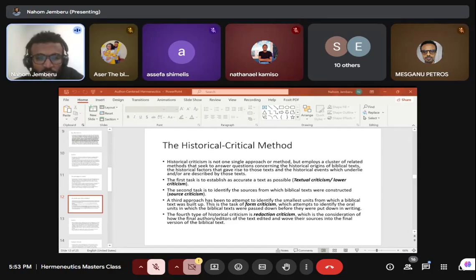The third approach is what we call form criticism. Form criticism tries to identify the oral units behind the biblical text, and more importantly, it tries to identify what kind of setting might have given rise to those texts. We will try to define that as well. And the fourth one is redaction criticism. It tries to trace the editorial work behind the finished material.